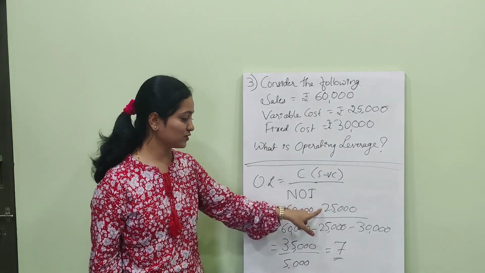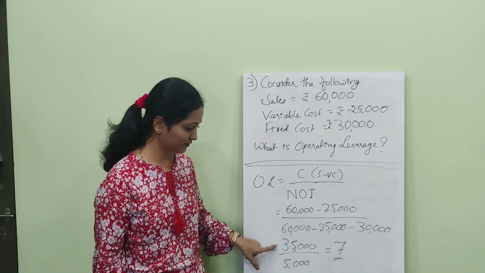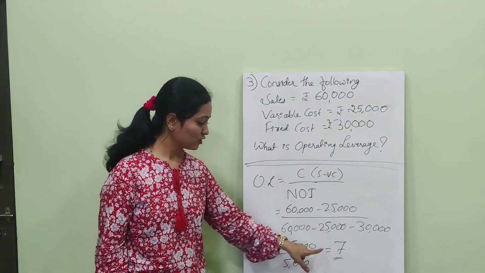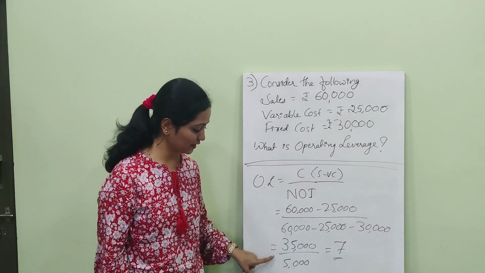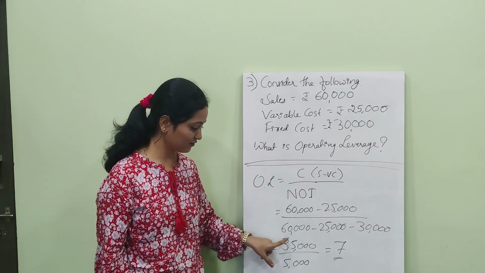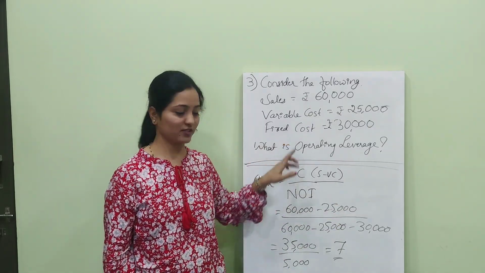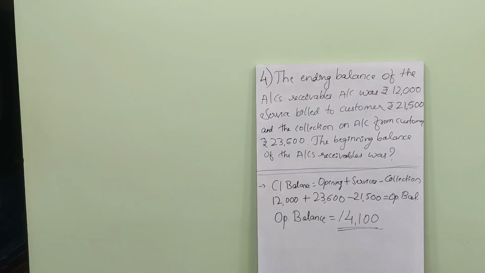So 60,000 minus 25,000 will be 35,000. Then in this, the answer is 5,000. So 35,000 divided by 5,000, 5 sevens are 35. The answer will be 7. Here the operating leverage is 7.